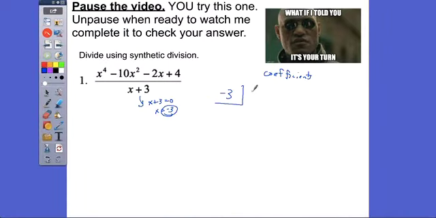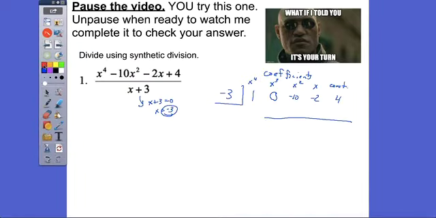So our first coefficient is 1. Remember, that's the x to the fourth coefficient. Second coefficient would be the x to the third coefficient, of which there isn't one. So then we put a 0 for that one. Then we've got our x squared coefficient, our x coefficient, and our constant term coefficient. So x squared term is negative 10, x term is negative 2, and constant term is 4. All right, now we're ready to go.